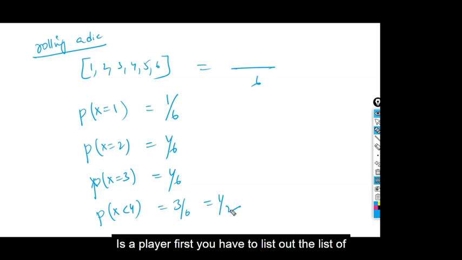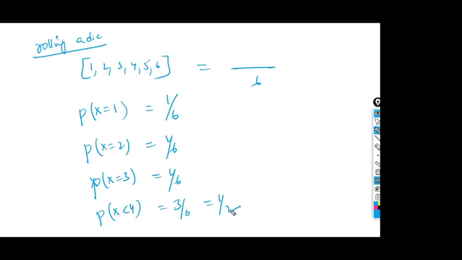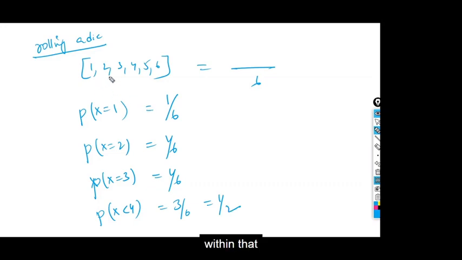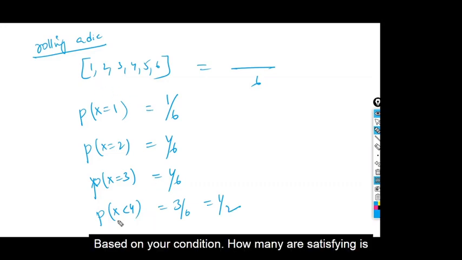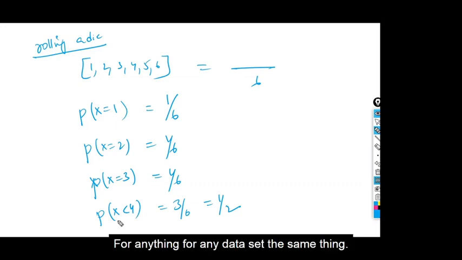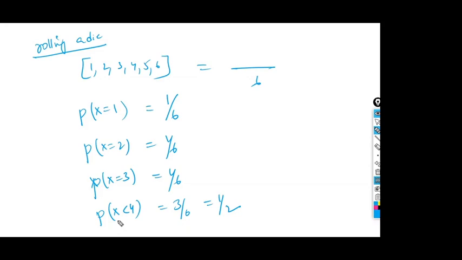Is that clear? First, you have to list out the outcomes. Whatever the possibilities are, you list them out first. Within that, based on your condition, how many are satisfying is the probability. For any data set, it is the same thing.